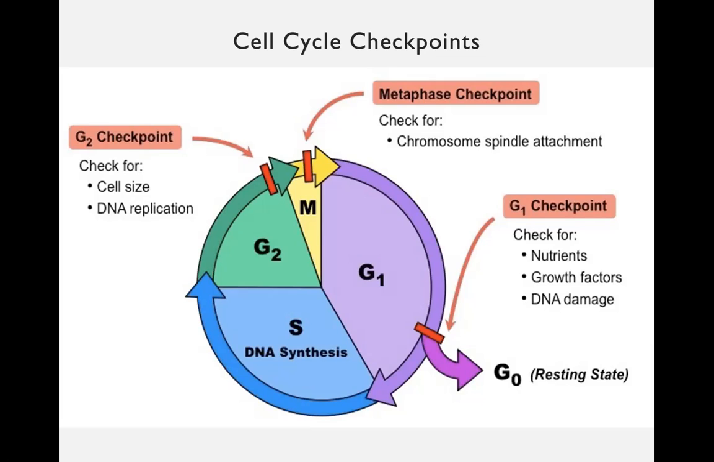Then the G2 checkpoint will check for cell size, and also, was the DNA replicated correctly? Are there any errors in the DNA replication before we make another cell based off of that DNA? If everything's good, it goes into the mitosis stage. And then the metaphase checkpoint is basically making sure that the spindle fibers are attached to the chromosomes correctly, so they separate correctly. So that's the metaphase checkpoint.